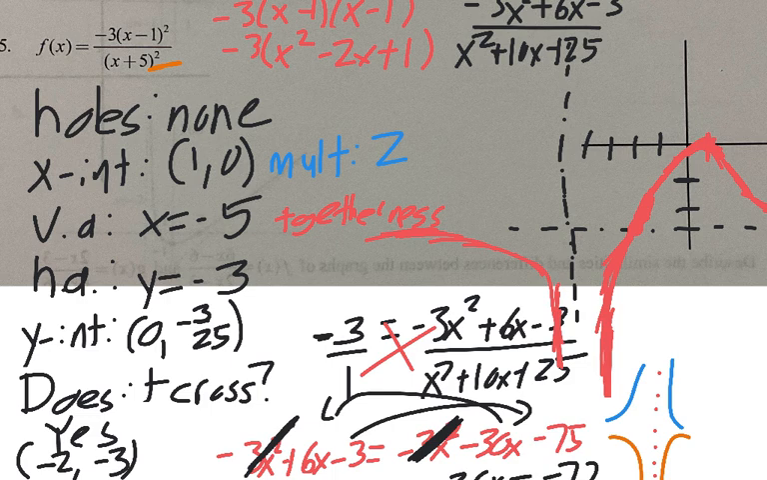Y equals fraction. Negative 3 parentheses x minus 1, close parentheses, square that. Over parentheses x plus 5, close parentheses, square it. And then zoom 6.